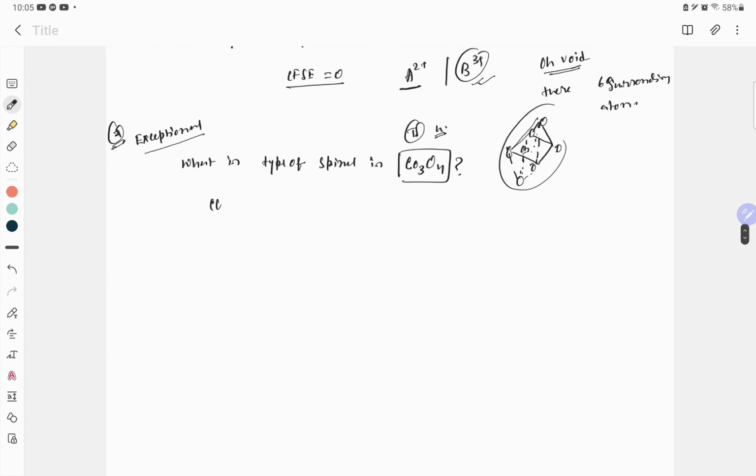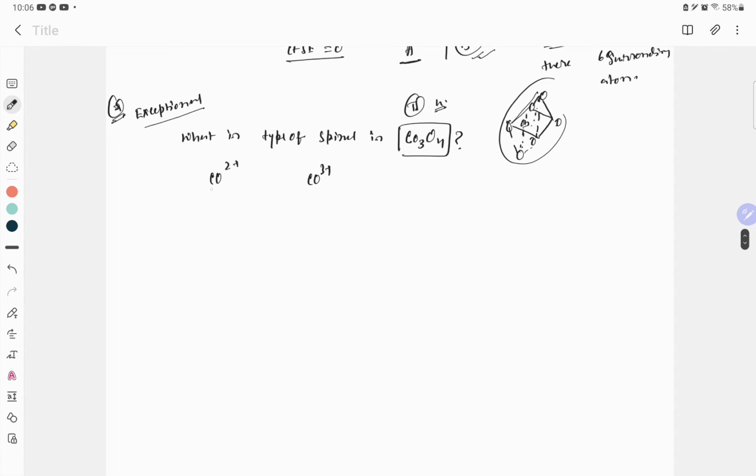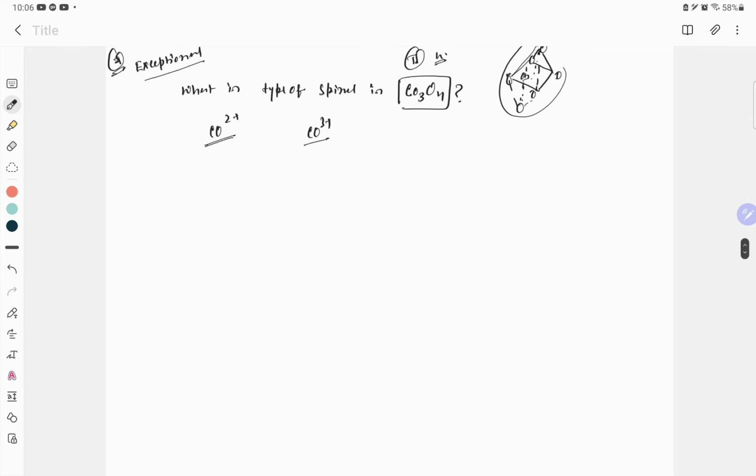So here it is cobalt 2 plus and another is cobalt 3 plus. We have to check one only. We know that cobalt has 27 electrons. So cobalt 2 plus has 25, that is a D7 system, and cobalt 3 plus has 24 electrons, that is a D6 system.